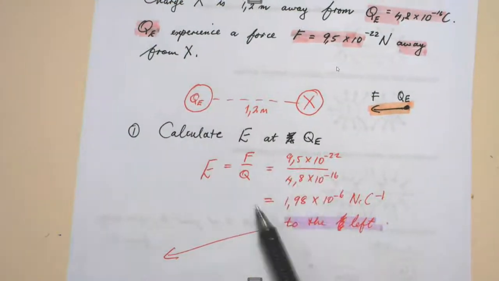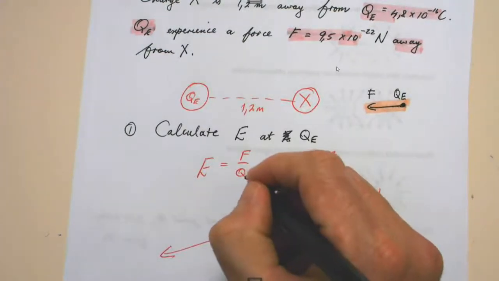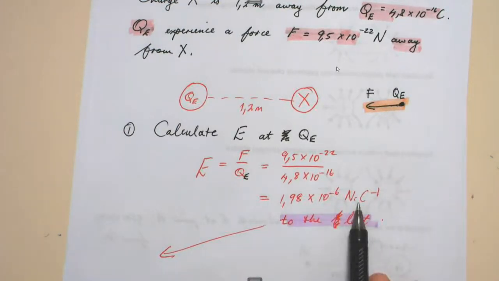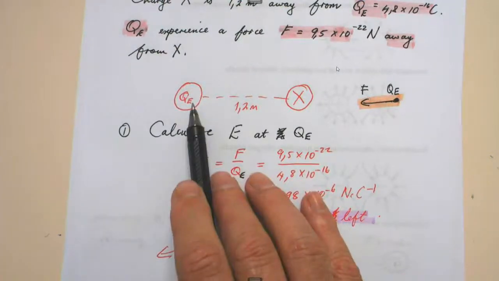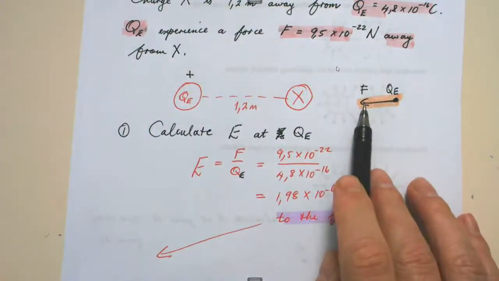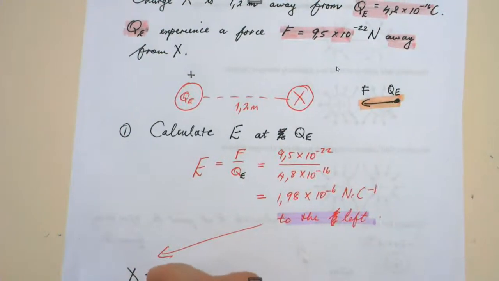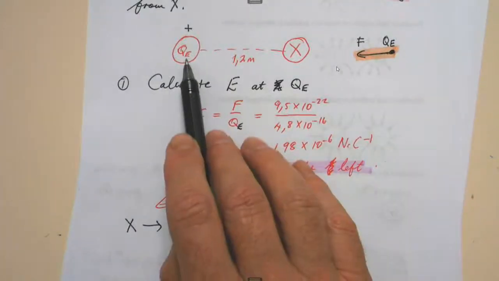So now I'm going to use this formula. It's the force experienced by E, and if I substitute that in, I get my magnitude. Now I have to decide on the direction. Now look carefully at this. I knew that this one is positive, and they told me that it experiences a force to the left. Then this one must also be positive. X must be positive, because otherwise the force that this one experienced can't be to the left.